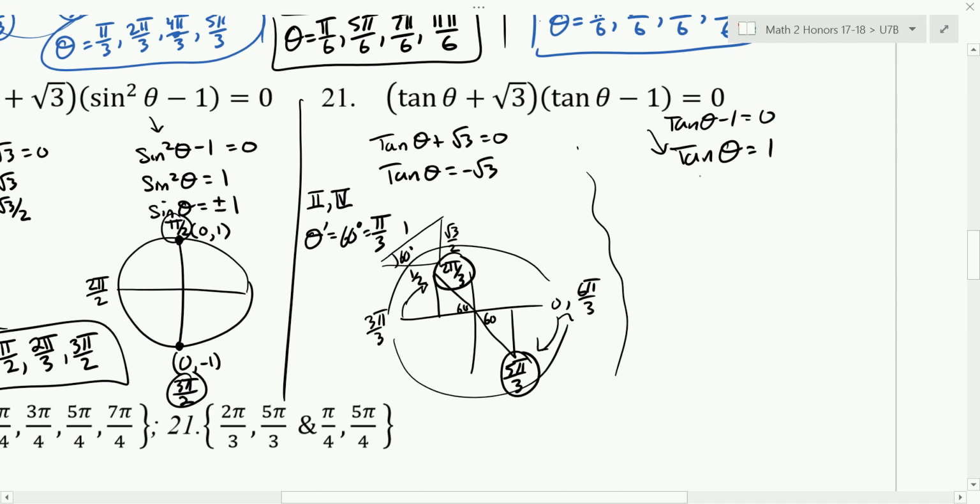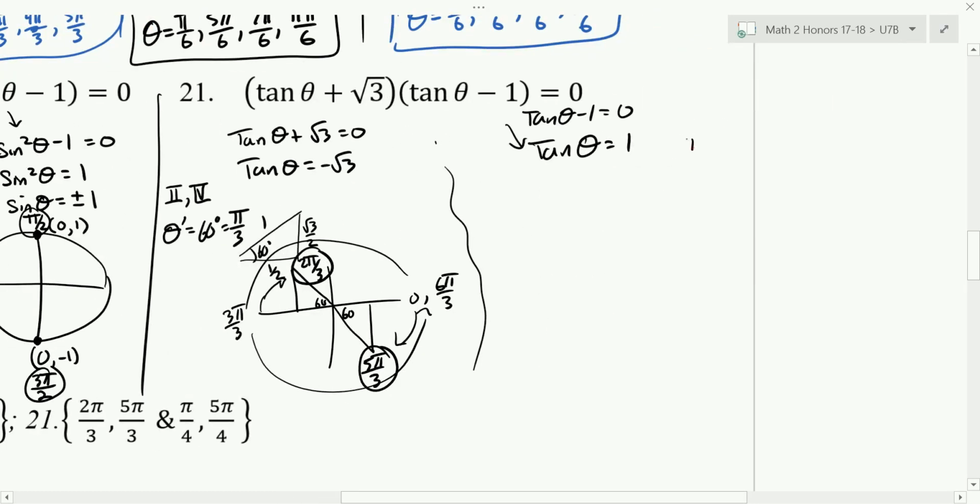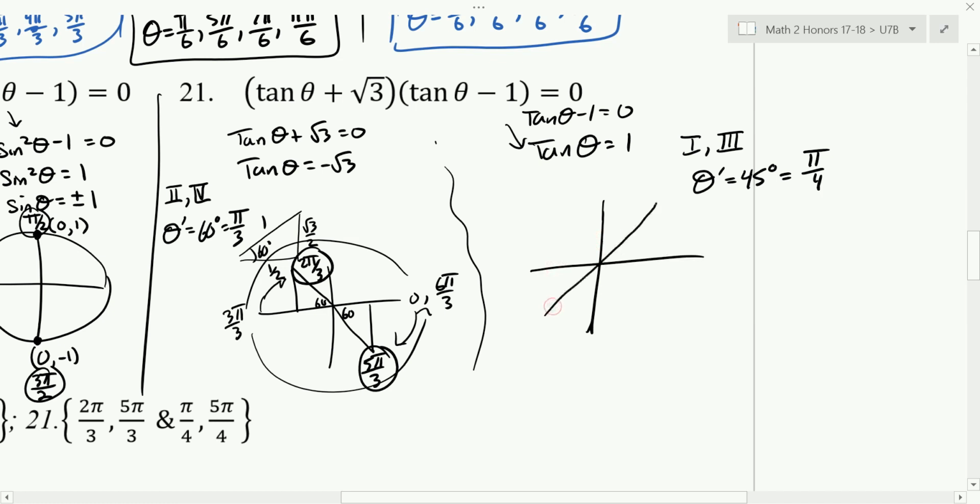And that's happening, well, tangent is positive in quadrants 1 and 3. And the tangent of 45 degrees is 1. And 45 degrees is pi over 4. So put 45 degrees in quadrants 1 and 3. So we're going to count by pi over 4. So the first location is pi over 4. Keep going, half circle, 4 pi over 4. Go another pi over 4 to 5 pi over 4. And those are our two answers there.